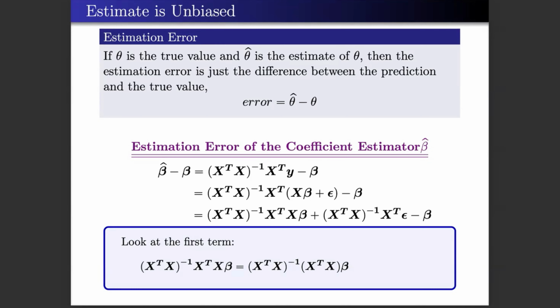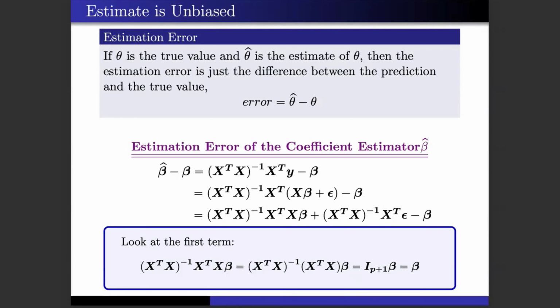Now if we look at this term, we have the inverse of a matrix multiplied with the same matrix. So we use the result that a matrix multiplied with its inverse gives the identity matrix. And we get the identity matrix multiplied with beta. Next, we use the result that an identity matrix multiplied with any matrix gives the matrix back. And therefore, the identity matrix multiplied with beta is equal to beta. So we just proved that the first term, (X transpose X) whole inverse X transpose X beta, is actually equal to beta.